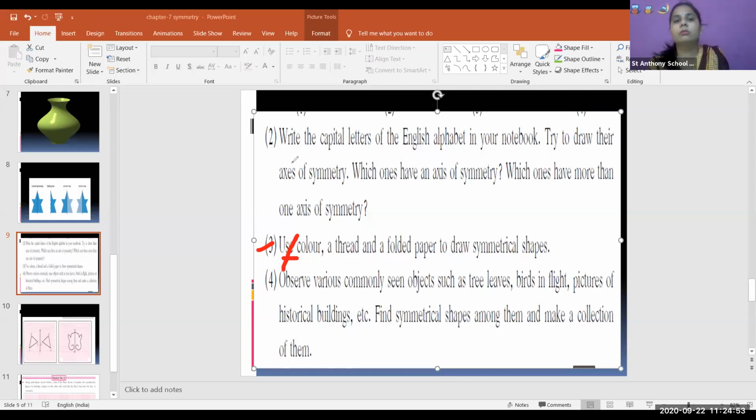So this you have to draw in your maths notebook: you have to draw all the alphabets from A to Z, and write how many axes of symmetry we can draw from those alphabets. Okay, all right, then what is left now? Let's see.